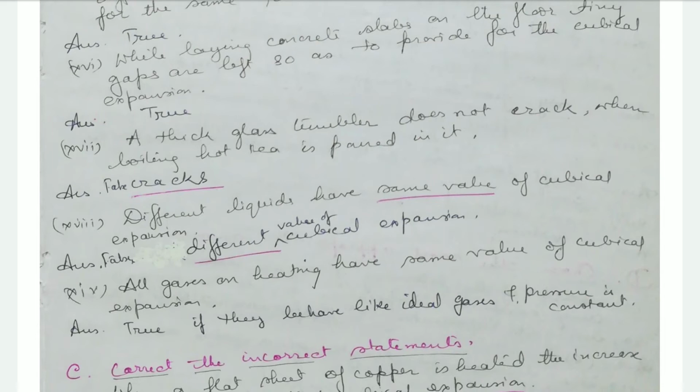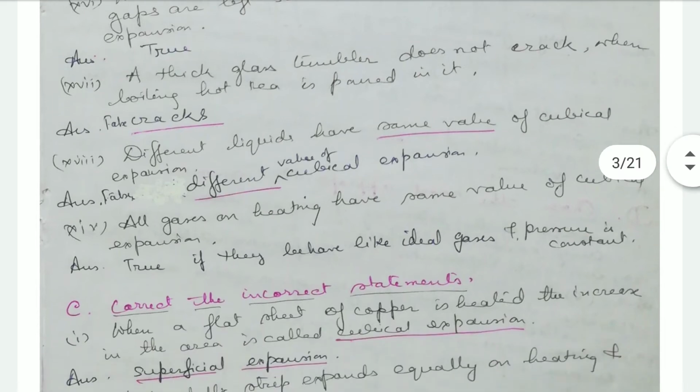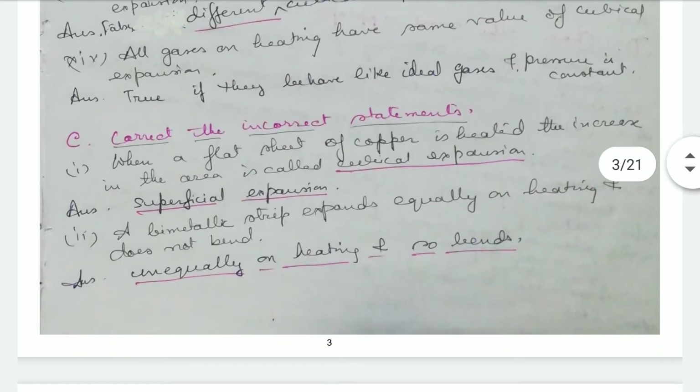Then different liquids have same value of cubical expansion. False, they have different values of cubical expansion. All gases on heating have same value of cubical expansion. That is true. If they behave like ideal gas and pressure is constant, then only it is true. Okay. Then correct the incorrect statements.